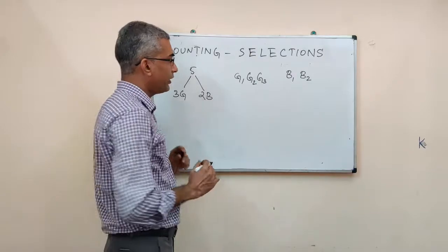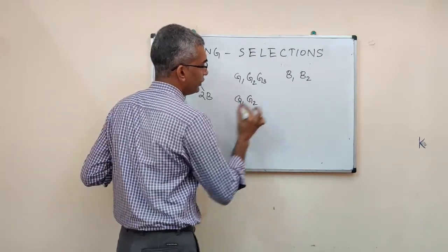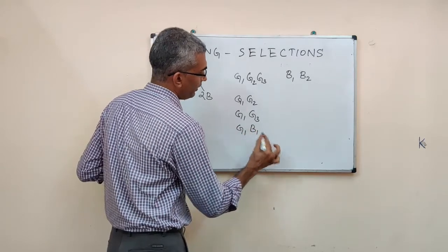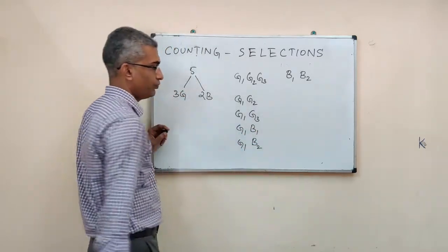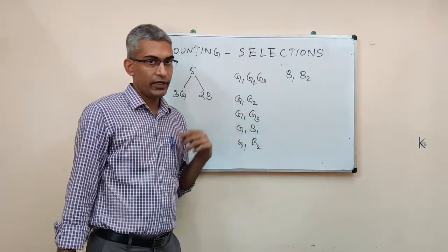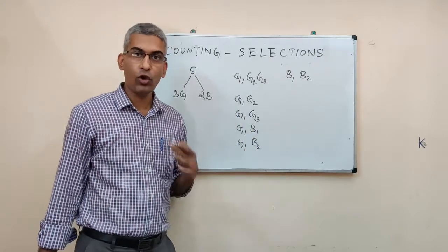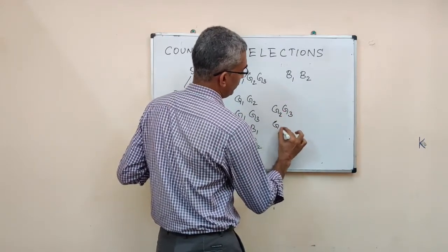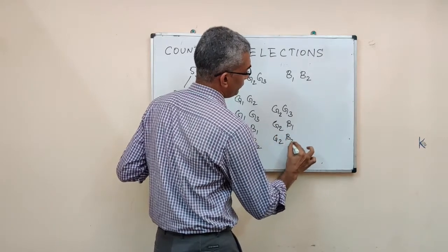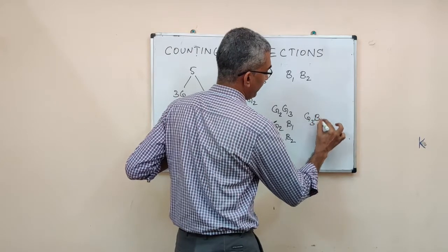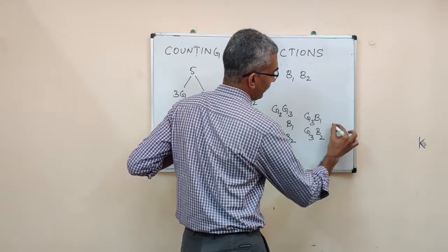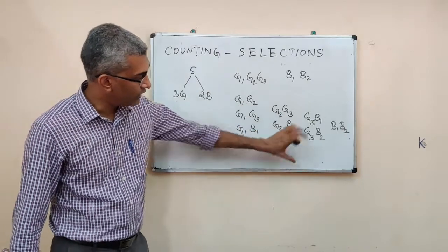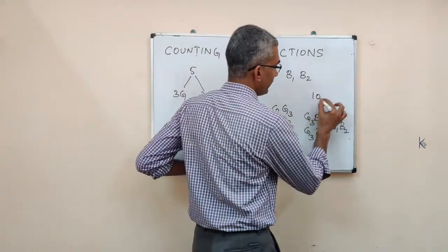I want a 2-member team. One possibility is G1 and G2. Another possibility is G1, G3. Then G1, boy 1. G1, boy 2. G2, G1 need not be considered because G1, G2 and G2, G1 gives me the same team. The order is not important. So the next possibilities would be G2, G3, G2, boy 1, G2, boy 2, then G3, boy 1, G3, boy 2, and finally boy 1 and boy 2. How many possibilities? 4, 3, 2, 1, total there will be 10 possibilities.